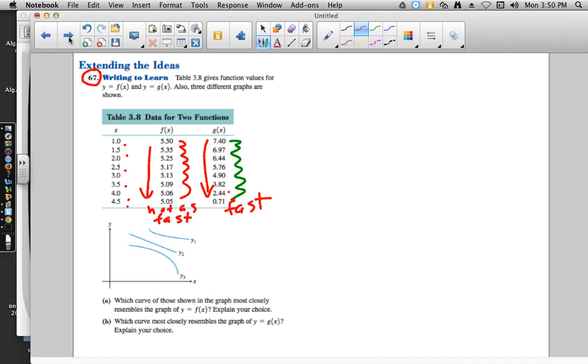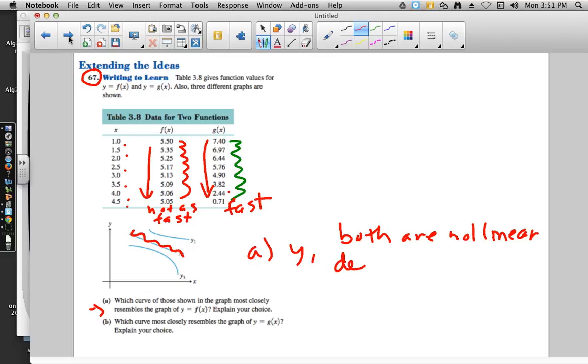So A says which curve of those shown in the graph most closely resembles the graph of y equals f of x. Well, I know it's not this one. And I do know that it's not going down as fast as the other one is, so it has to be y sub 1. It's y sub 1 because both of them are not linear. But the reason that y sub 1 works is because it is decreasing less rapidly as our x values increase.